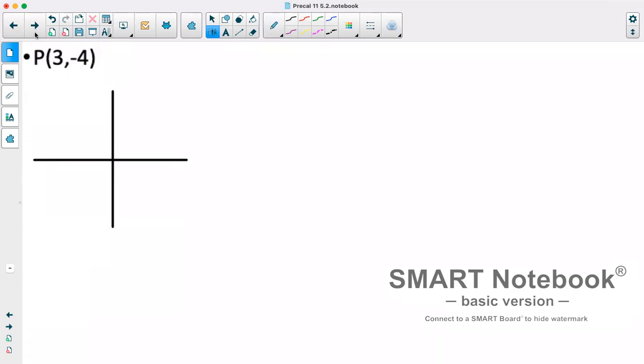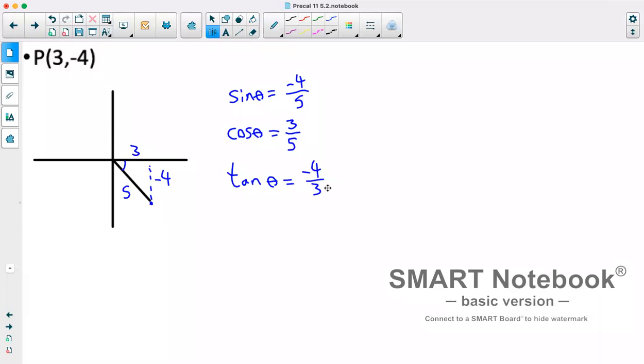Next, we have one in quadrant 4. So the point would be approximately here. We'll draw in our triangle. So this is 3, this is -4, this would be 5. So sine of our angle is equal to our opposite, which would be -4 over a hypotenuse of 5. Cos of our angle is our adjacent of 3 over our hypotenuse of 5. And tan of our angle is our opposite of -4 over adjacent of 3.